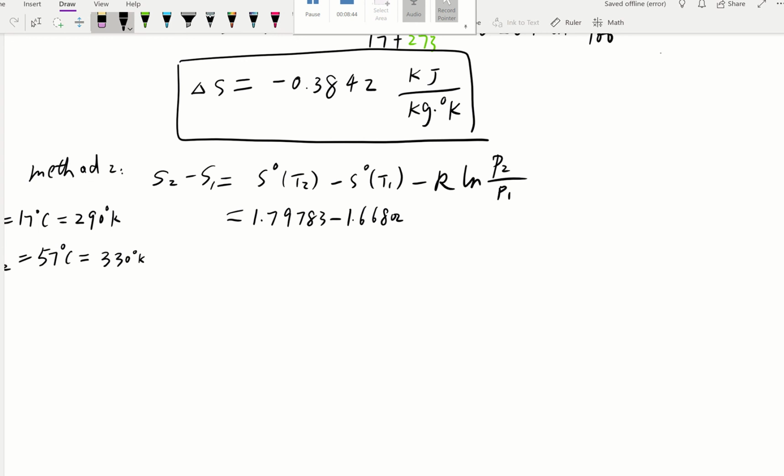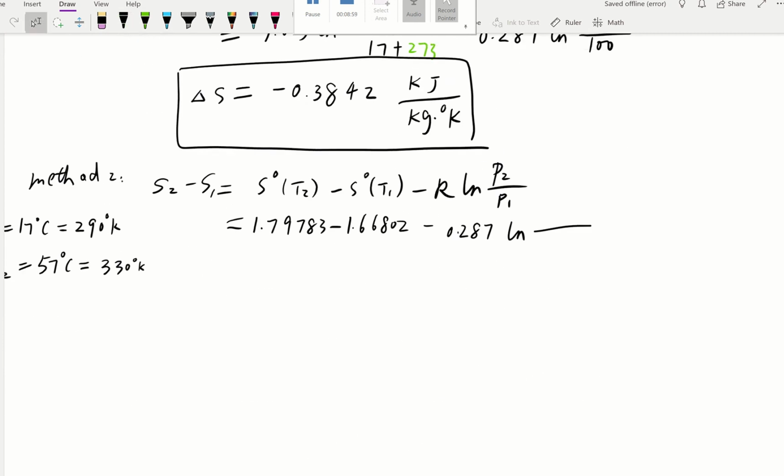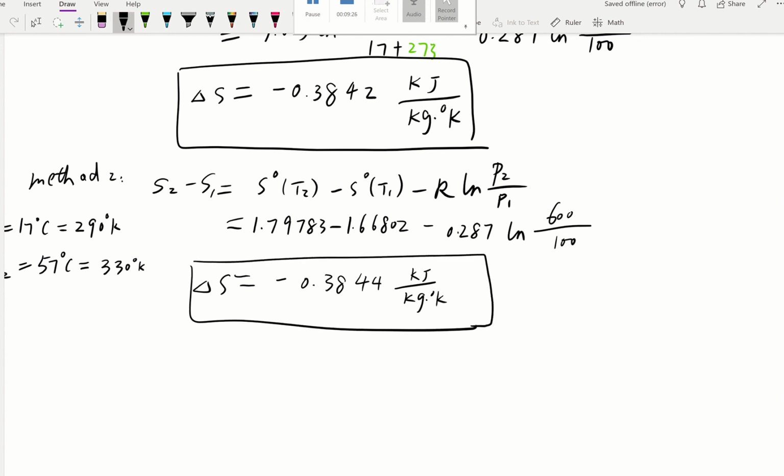We're going to minus R, which is 0.287, times natural log of P2 over P1. P2 for this problem is 600 and P1 is 100 kilopascal, so kilopascal and kilopascal cancel out. We calculate this and get the answer of negative 0.3844 kilojoule per kilogram per Kelvin. And that's our delta S using tabulated data from the ideal gas table.